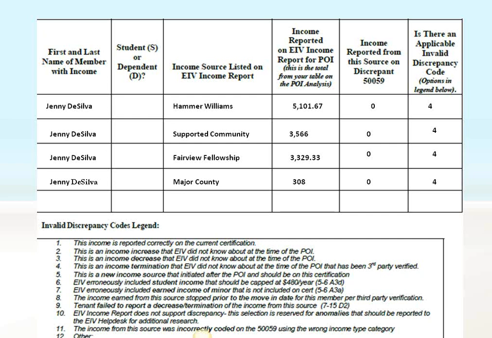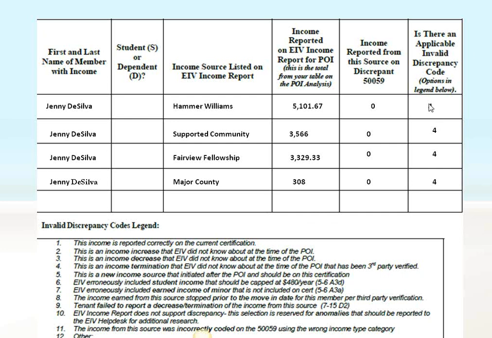If at the end of the game, you have an explanation in this last column that says why you did what you did, this discrepancy is not valid. You did nothing wrong. There's no correction needed.